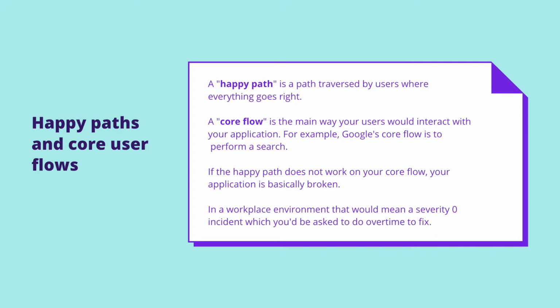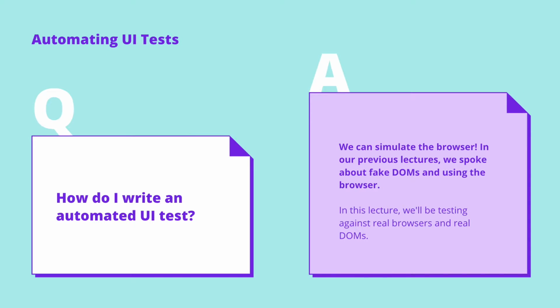For example, Google's core flow is performing a search. If the happy path on your core flow doesn't work, then your software is broken. Imagine if the search function on Google broke all the time. Would anyone use it? In a workplace environment, a breakage of this sort would generally be the highest severity, and you could end up doing a lot of overtime to fix it. So, I've decided I want to test the happy path on my core flow. How can I write an automated UI test to cover this?